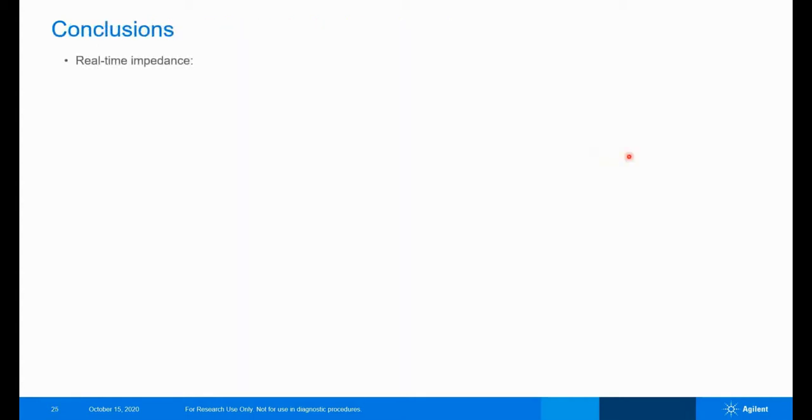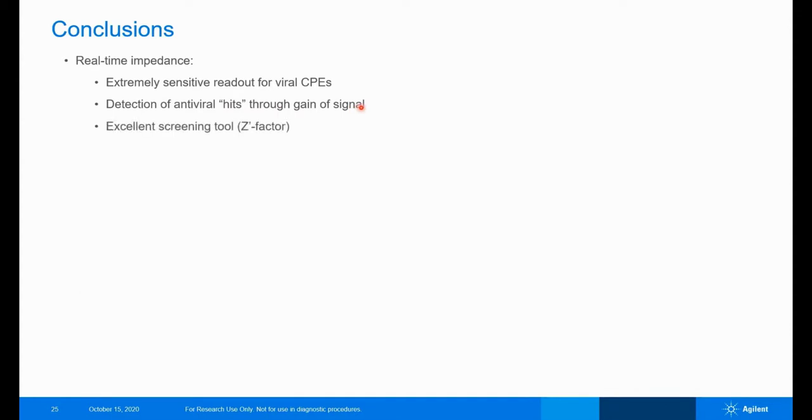So with that, I'd like to draw some conclusions. We've seen that using real-time impedance monitoring, we get a very sensitive readout for viral cytopathic effects. And this is being obtained through a gain of signal assay format. We've seen that it functions as an excellent screening tool based on the Z prime factor. And we've seen how we can use impedance to determine EC50 values for drugs that are successful hits from the screening phase. The live cell imaging provides a very nice corroboration of the impedance data.